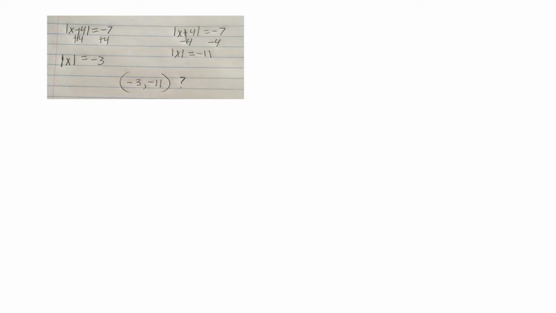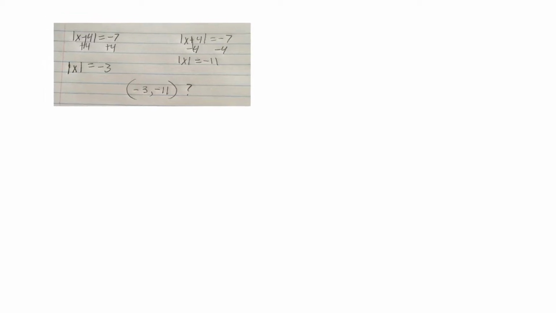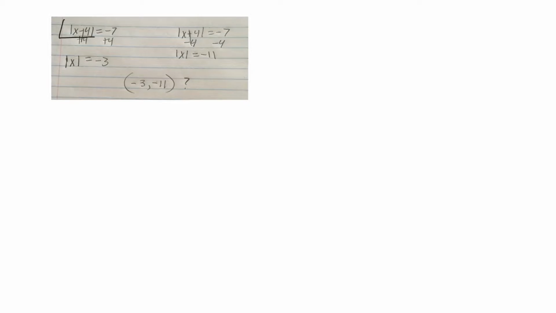All right, here's a good question. It's an absolute value question. So the original question would have been this. So you've got the absolute value of x plus 4 is equal to minus 7. And there's two ways to do that.